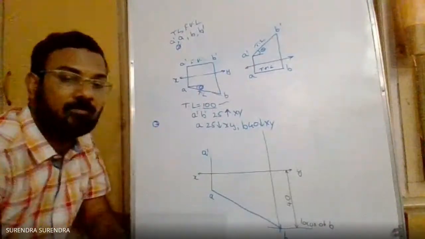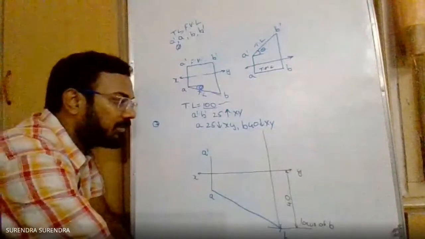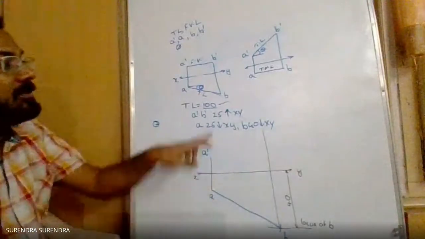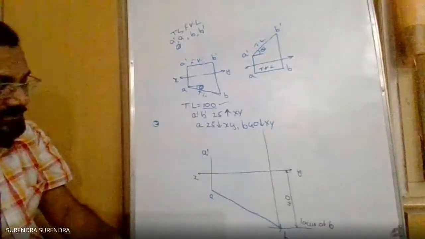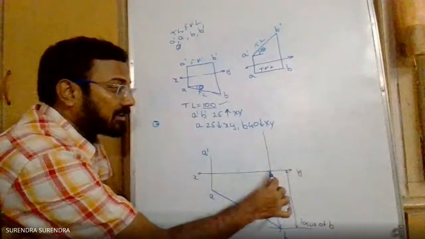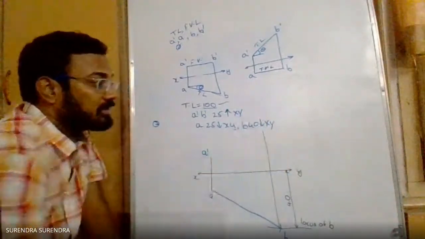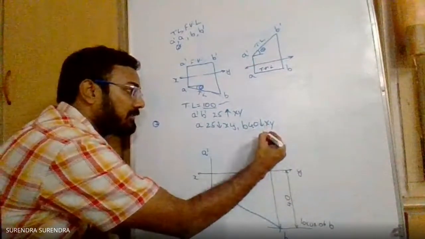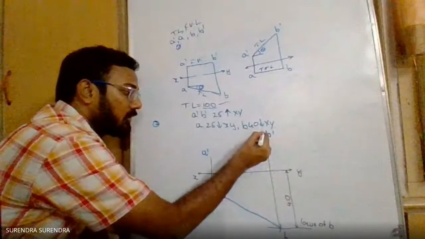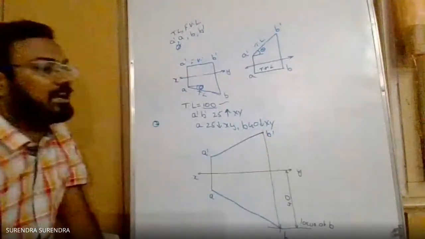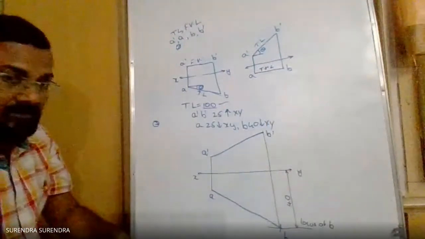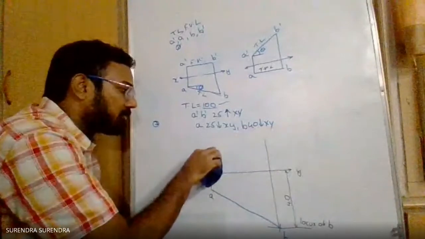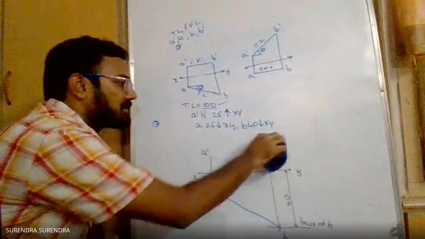Now on this line, B dash is 25 mm above the XY line. So on this projector, mark a point B dash at 25 mm above the XY line, and join A dash B dash. Sir, A dash B dash will be parallel to XY, sir. Sorry, yes, parallel to XY. A dash B dash will be a line parallel to the XY line, as both A dash and B dash are at the same distance.